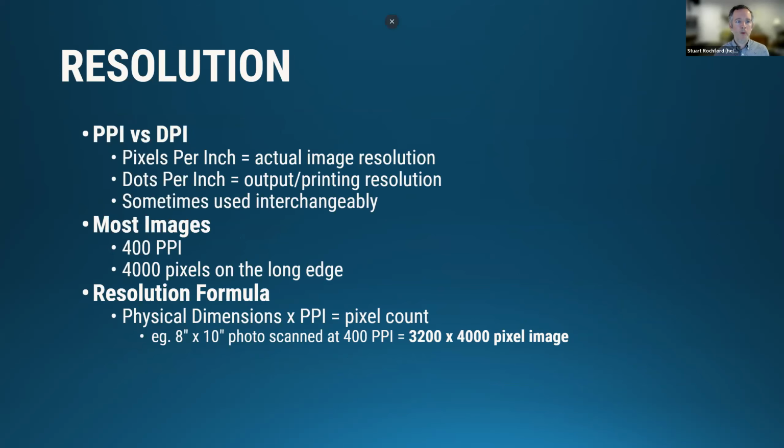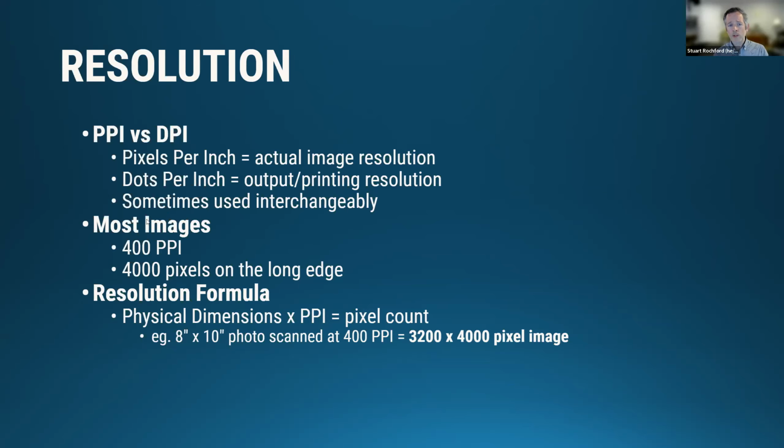So resolution, quickly, there's two different ways to describe resolution. You've probably heard both, DPI, PPI. They used to mean two different things, but they've since kind of been merged, and they can be used interchangeably. PPI is typically what we're talking about when we're talking about resolution. That's pixels per inch, and that's the actual size of the image. Dots per inch is mainly used in printing situations. So that's the output printing resolution, DPI, how many dots of ink are going to be squeezed into 1 inch. Basically, it's a different way of looking at the same kind of concept.